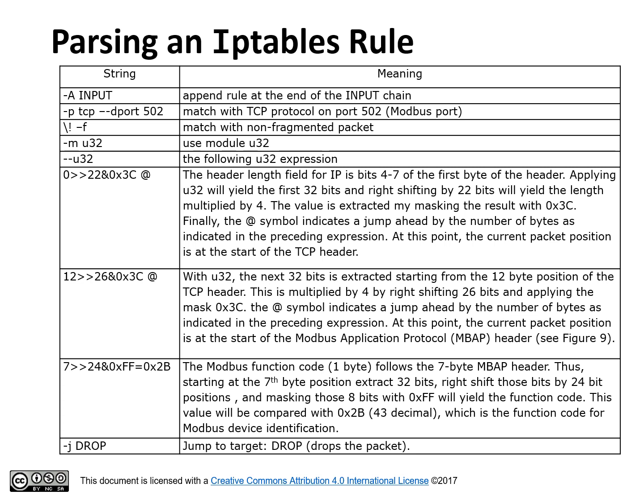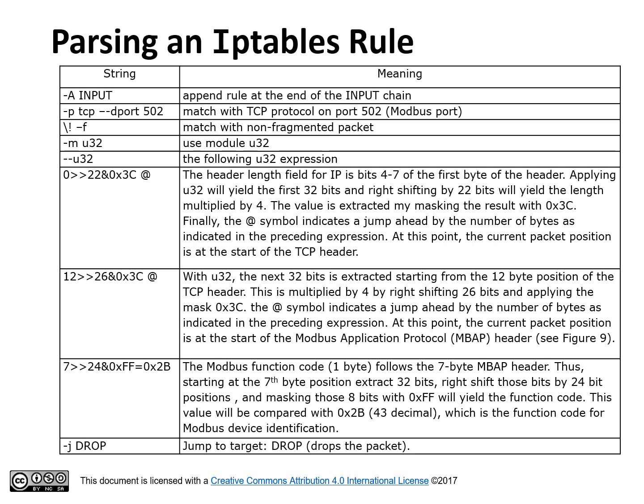With U32, the next 32 bits are extracted starting from the 12th byte position at the TCP header. This is multiplied by 4 by right shifting 26 bits and applying the mask 0x3C. The @ symbol indicates a jump ahead by the number of bytes as indicated in the preceding expression. At this point, the current packet position is at the start of the Modbus Application Protocol (MBAP) header.